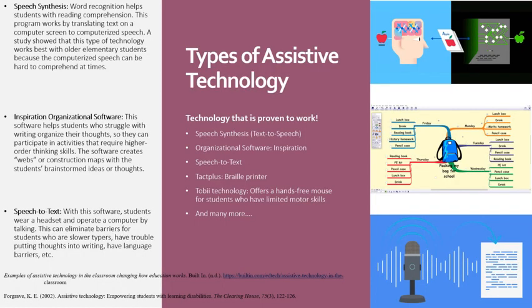Now I have types of assistive technology. We'll start in the middle of the slide. I list off five types of technology that could be used in the classroom. There's so many more. Along the outsides, I have the first three, which is speech synthesis, organizational software, also known as Inspiration, and then speech to text. I'll carve through those and then talk about the last two on that list.